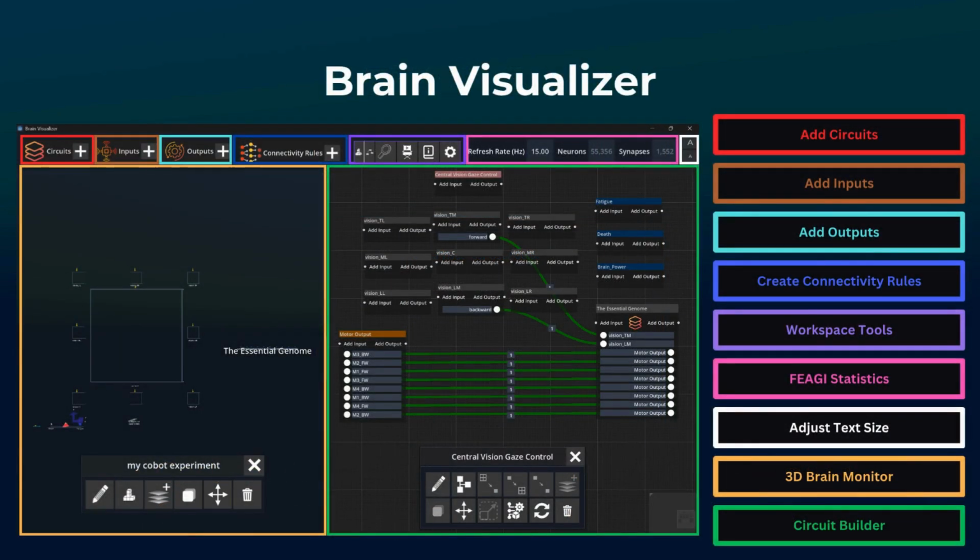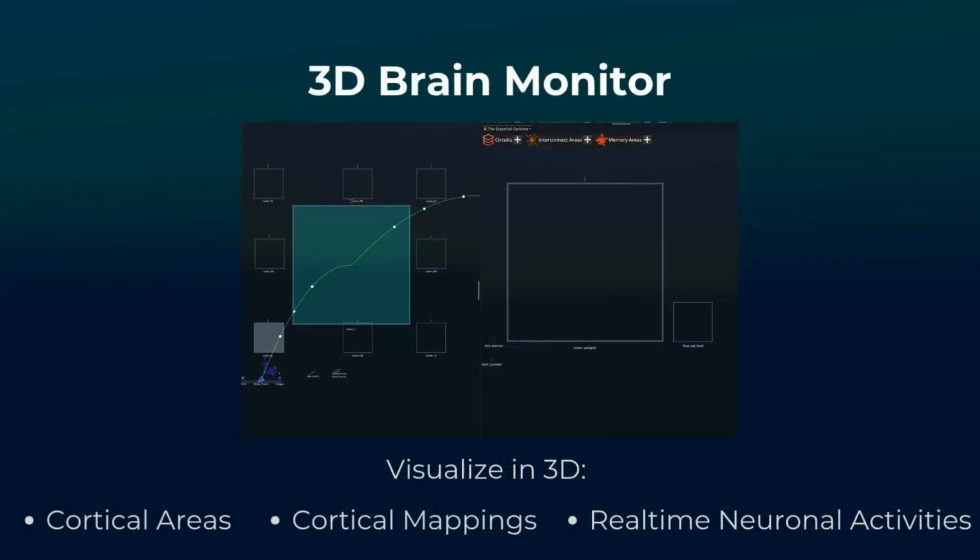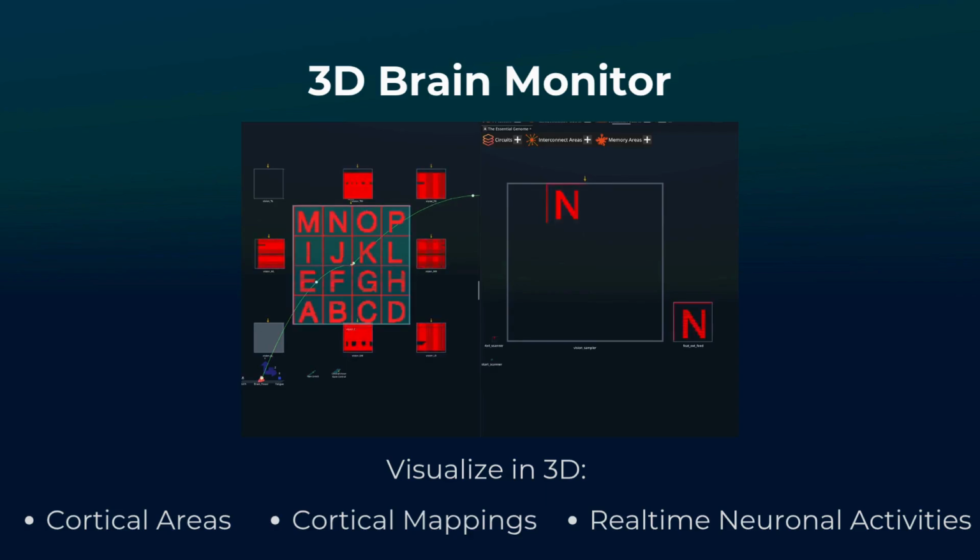Now to dive into the Brain Visualizer workspaces. As noted before, the Brain Visualizer consists of two major workspaces, the 3D Brain Monitor and the Circuit Builder. The 3D Brain Monitor is an interactive 3D environment that enables you to visualize cortical areas, cortical mappings, and real-time neuron activities in 3D. This view is optimal for designing and testing a neural circuit.